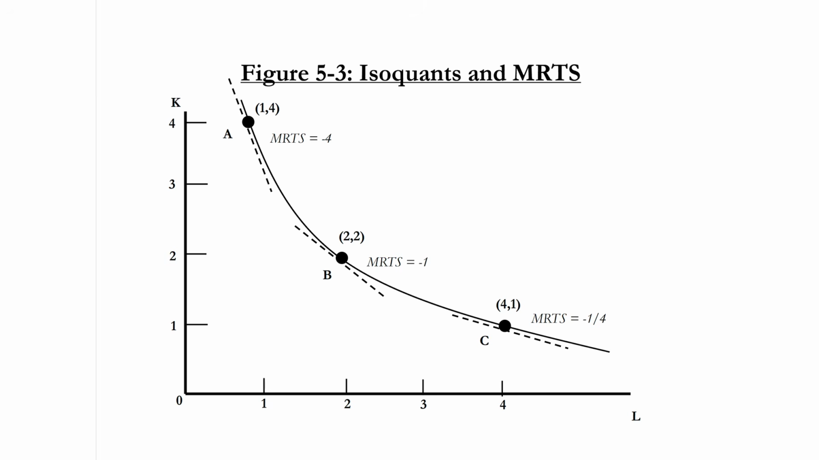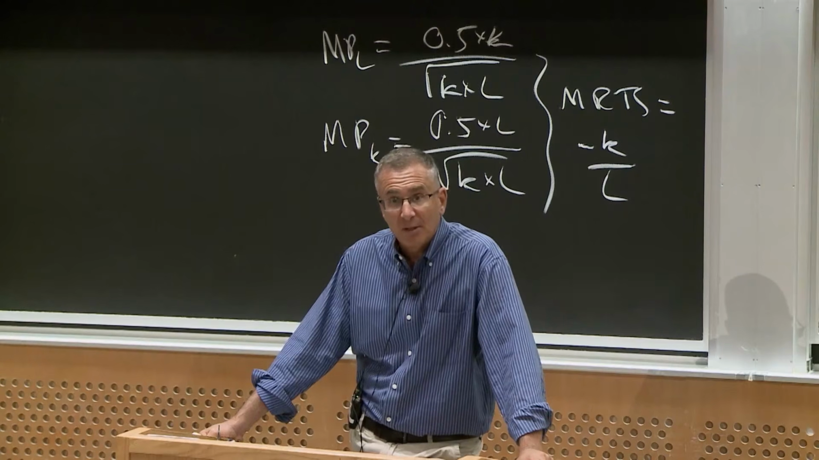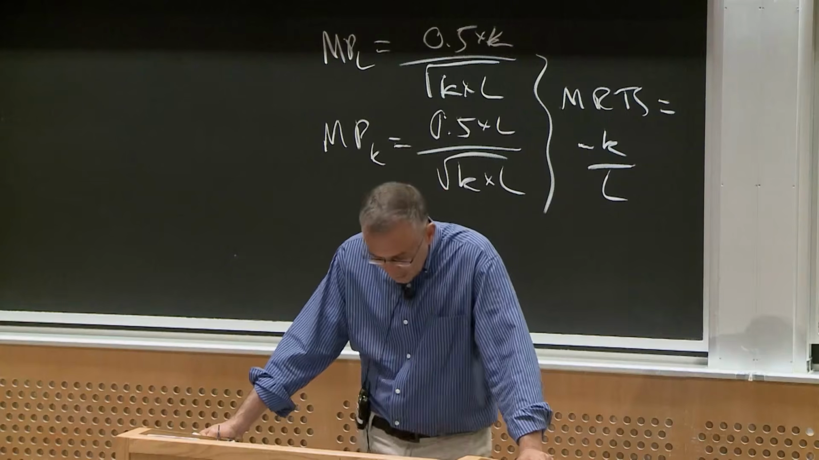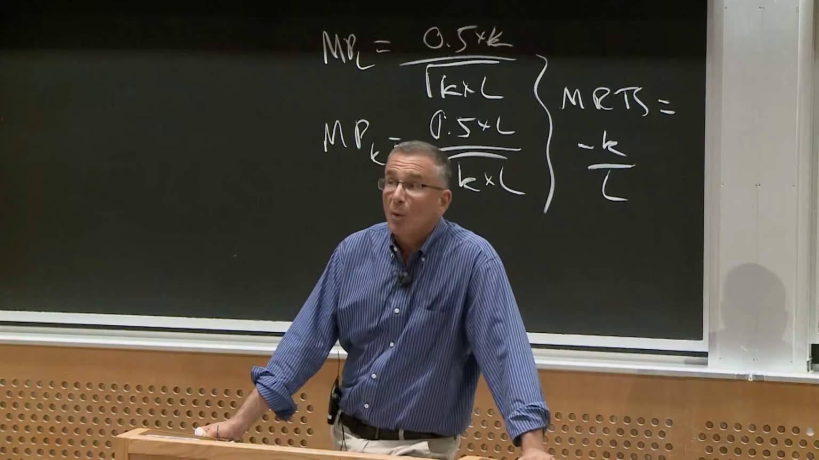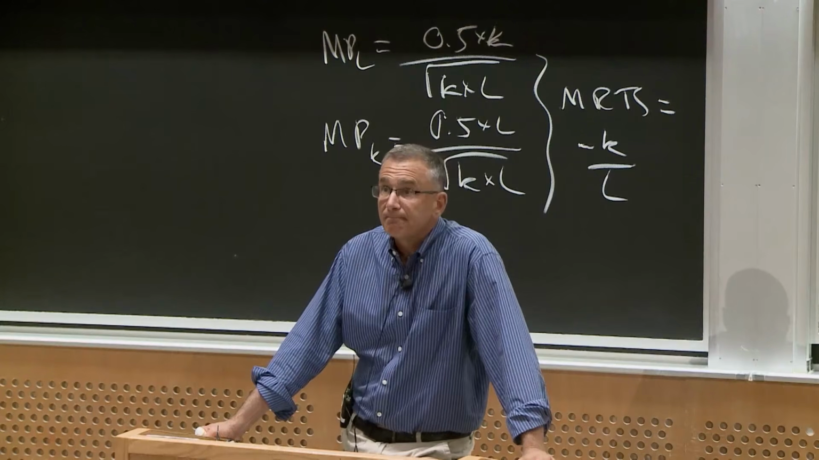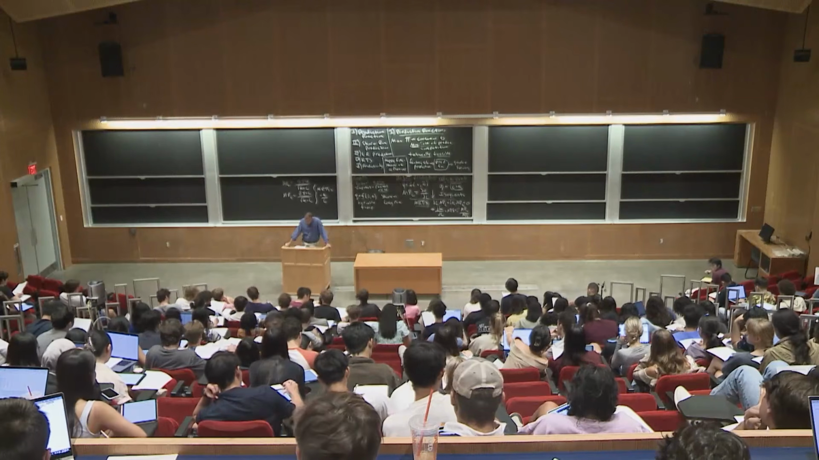Likewise, at point C, you've got 4 workers and 1 shovel. That's doing you no good. You'd happily give up a worker to get a shovel. So you want to move to the left. So basically, that is how we end up with this marginal rate of technical substitution. Questions about that? Once again, parallels to consumer theory.